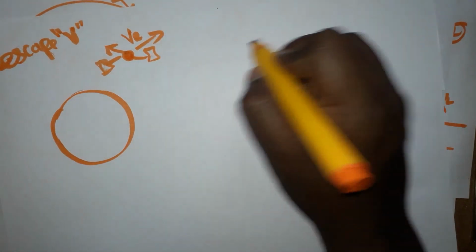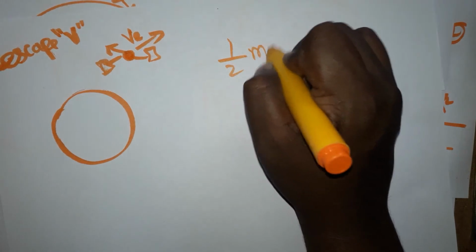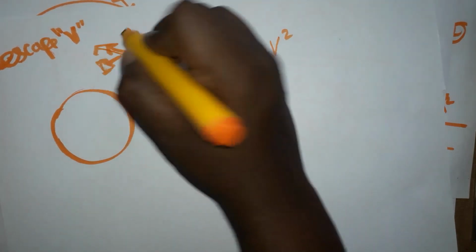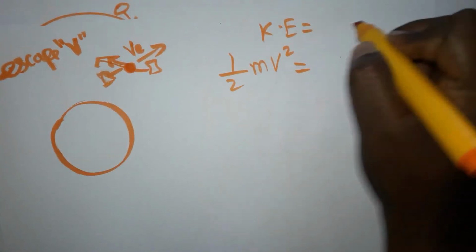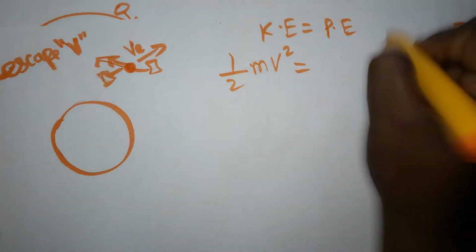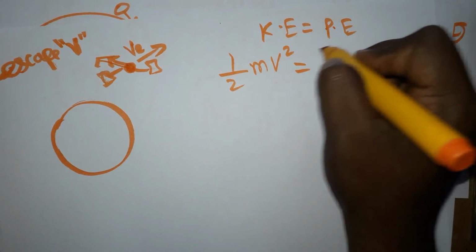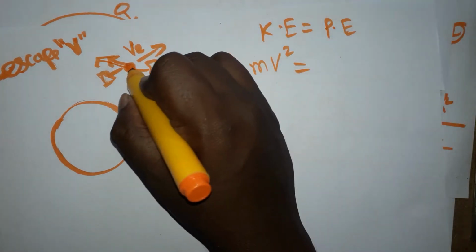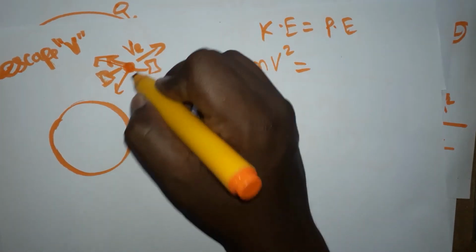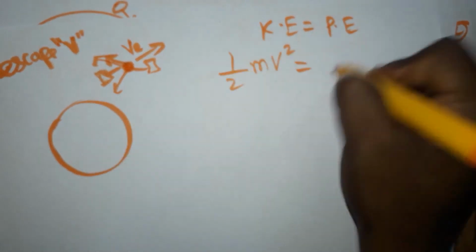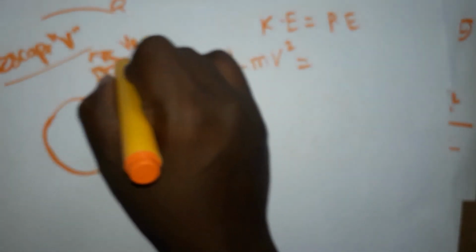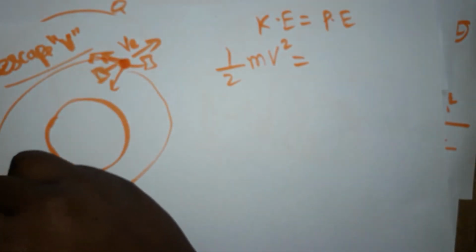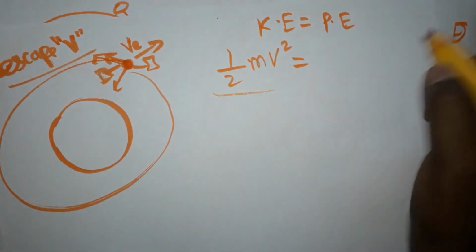See here, the kinetic energy of the satellite, half m v square, is equal to the potential energy of the satellite, where we have to maintain this case. When this happens, the satellite is not going to revolve in the orbit, it's going to come down. When it exceeds this velocity, that is when it's going to revolve in the orbit. That we can take as the escape velocity. Kinetic energy is equal to potential energy.